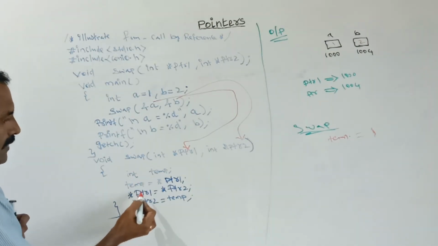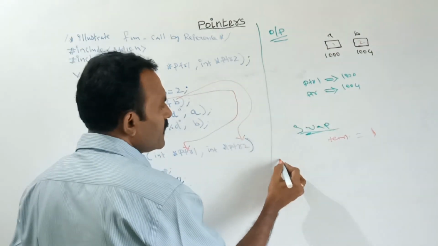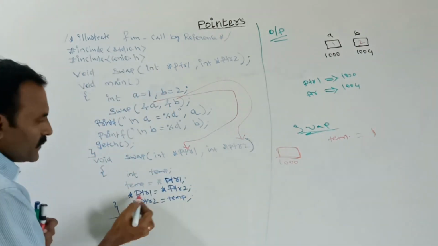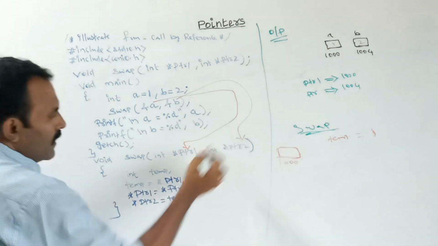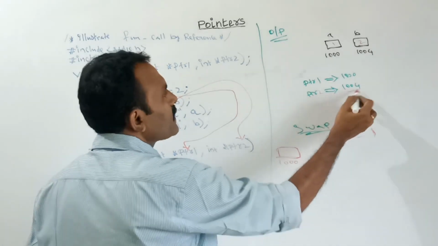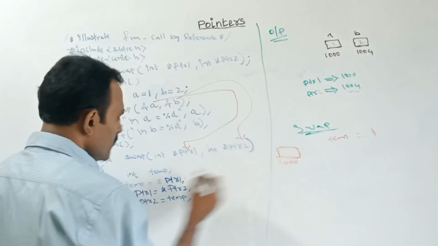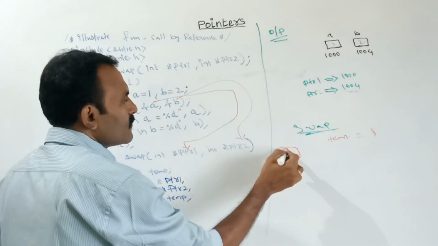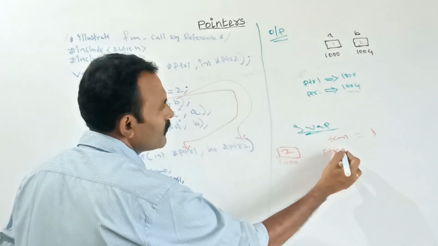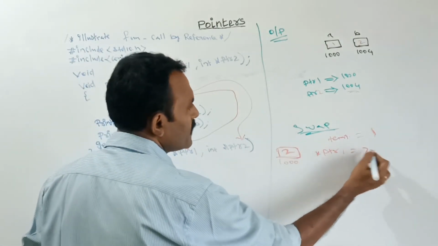Next, star ptr1 is equal to star ptr2, that is, the value at address 1000 is set to the value at ptr2's address. ptr2 holds the address 1004, and the value at 1004 is 2. So this 2 is stored to location 1000. In this step, the address held by ptr1 now holds the value 2.